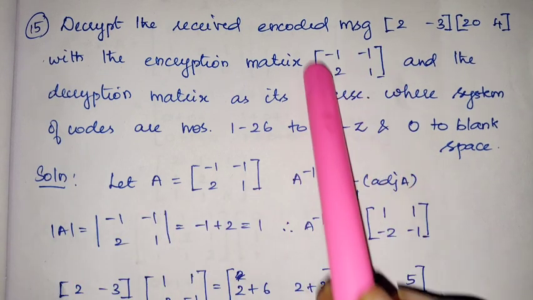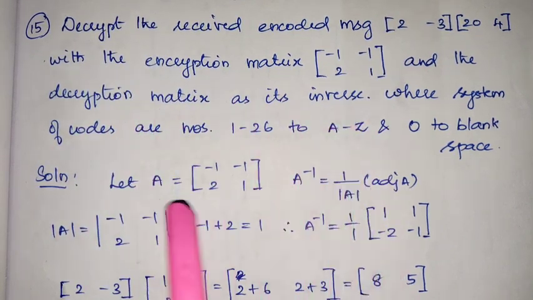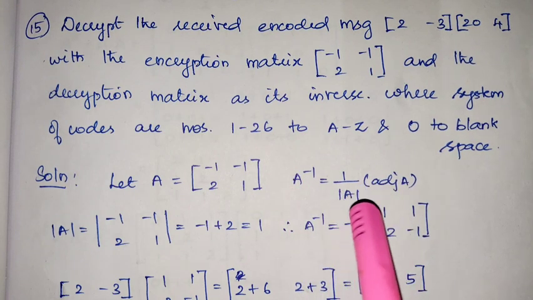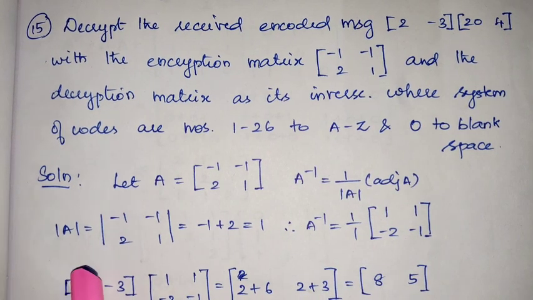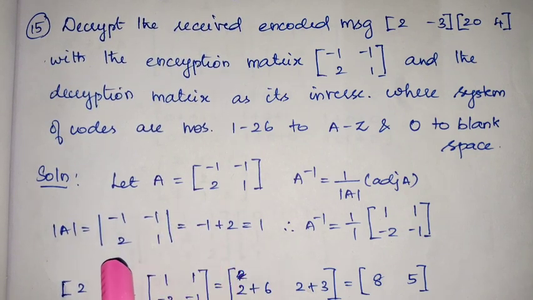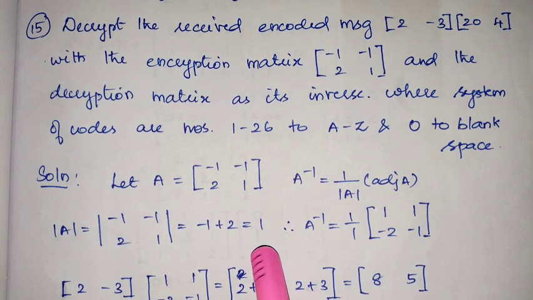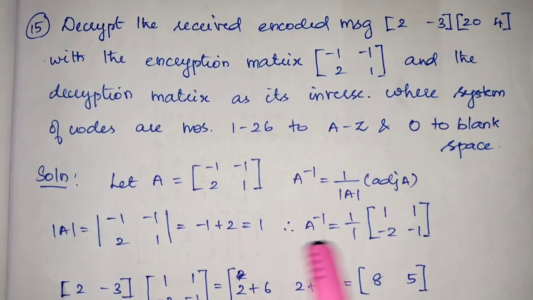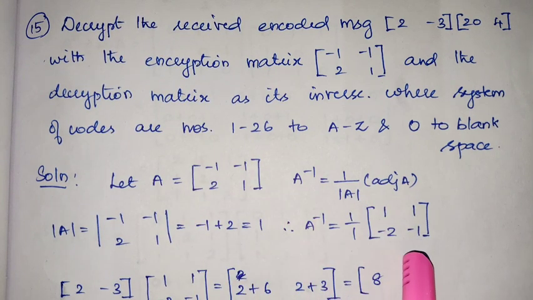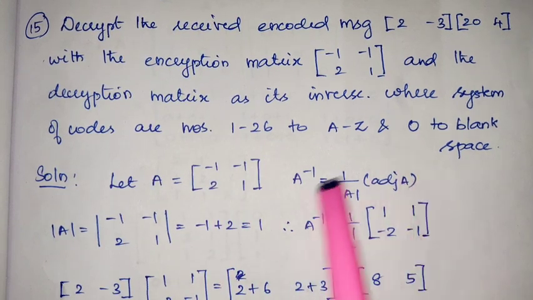Now see, this is the A matrix. To find the decryption matrix, we have to find the inverse. So A inverse is equal to 1 by determinant A into adjoint A. So I'm going to find the determinant of A. Determinant A is minus 1 into 1 is minus 1, minus 2 into minus 1 is minus 2, which is plus 2, which gives 1. Now A inverse is equal to 1 by this 1 into adjoint A. So interchange the two elements 1 and minus 1, change the sign to plus 1, change the sign to minus 2. Now this is A inverse.